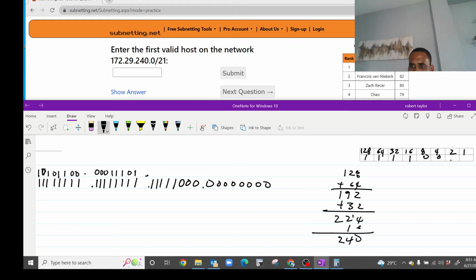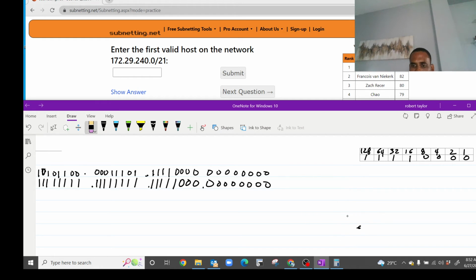So I don't need the 8, I don't need the 4, I don't need the 2, and I don't need the 1. So the binary representation of 240 is, I'm going to try to line it up with the mask here, 1, 1, 1, 1, then 0, 0, 0, 0. And then what is the binary representation of 0? You guessed it, 0, 0, 0, 0, 0, 0, 0, 0. Awesome. So I'm just cleaning up the board here, and then we're going to jump into the meat of the matter. All right, so we want to know what is the first valid host on the network.